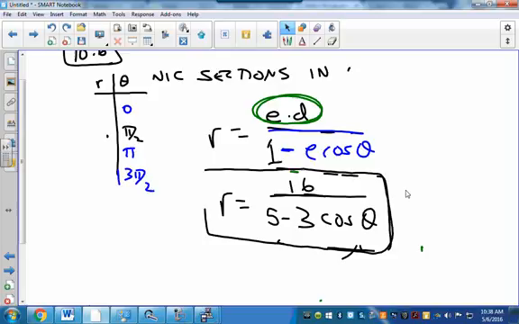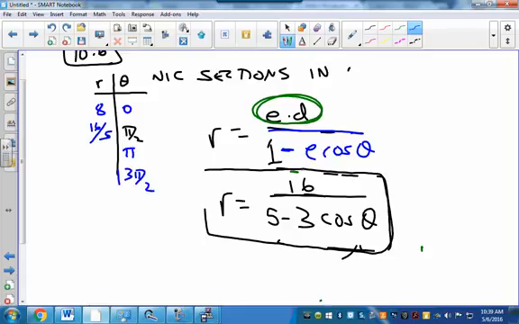Okay, so if theta is 0, the cosine of 0 is 1. So this is 16 divided by 5 minus 3 times 1, which is 8. Okay, so (8, 0) is a point. Plot it on the piece of paper. If theta is pi over 2, the cosine of pi over 2 is 0. 3 times 0 is 0, so this works out to be 16/5. You would have to plot that.